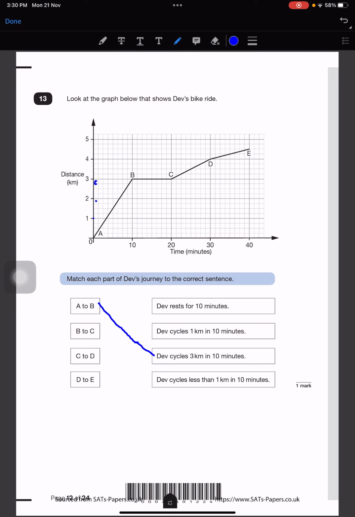Okay, so B to C. Looks like he didn't really make much of a difference. He was just resting for 10 minutes. Dev rest for 10 minutes. There we go. C to D.